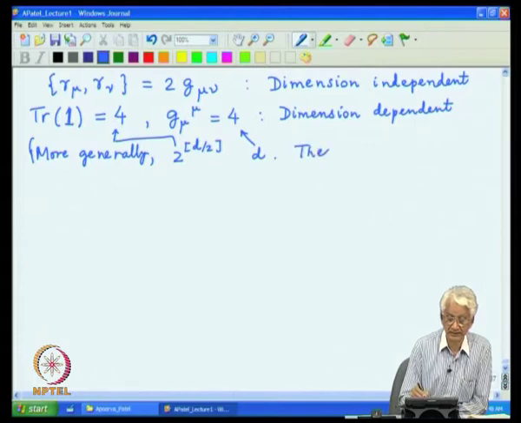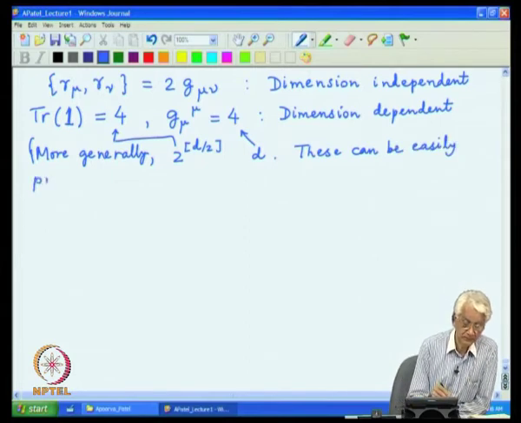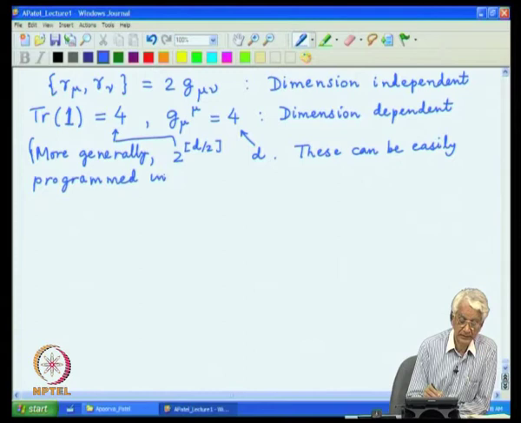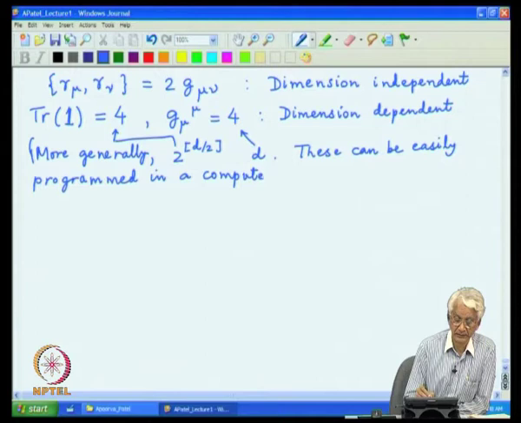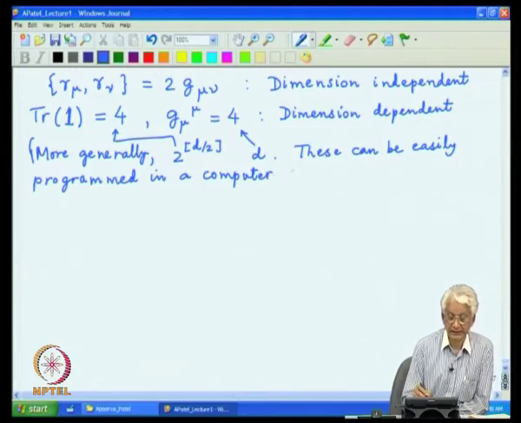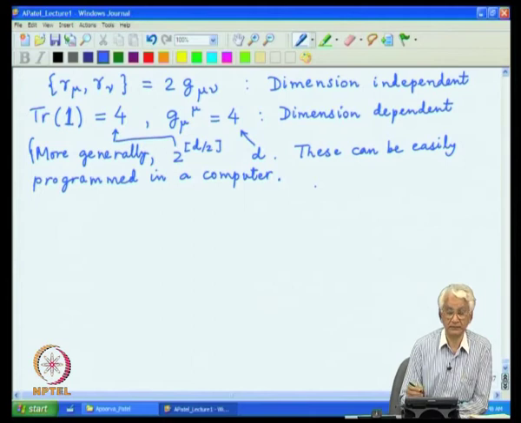All these calculations can be easily programmed in a computer, and there are well known software packages which do such algebraic manipulations of the type I am going to illustrate. If you just type in the various products which you want to evaluate, the computer does the calculation and gives you the answer.